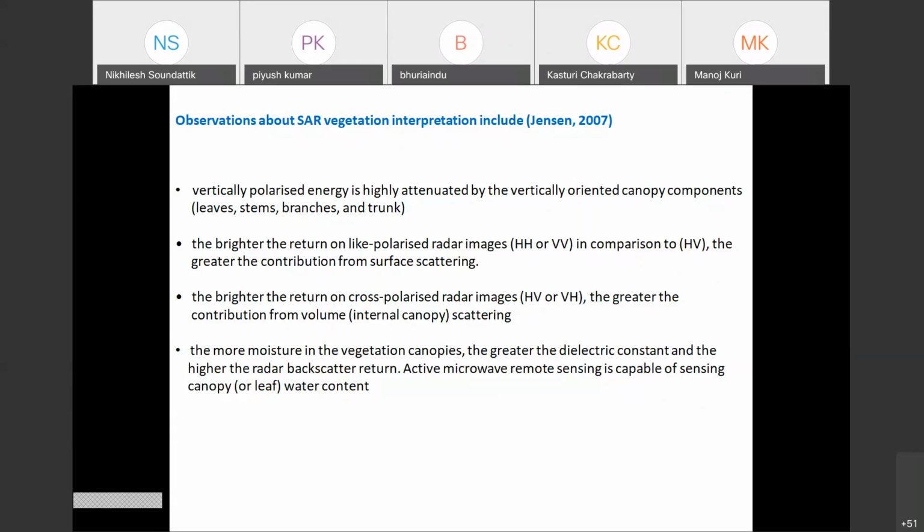And for moisture content, as we have seen, the greater the dielectric constant, the higher the backscatter return. And that's how the leaf water content is determined by active radar systems.